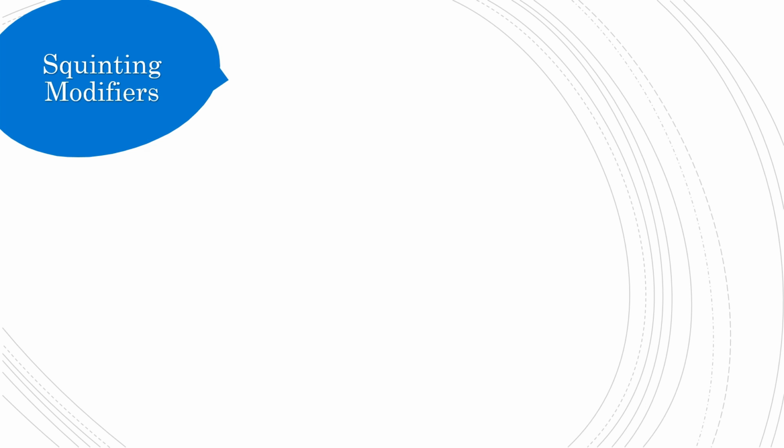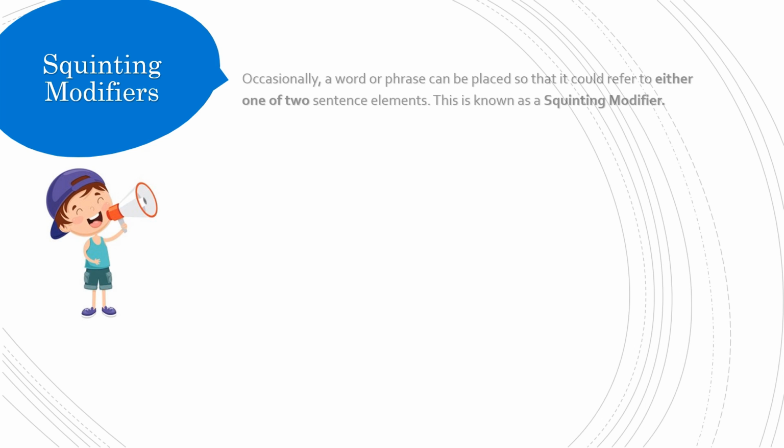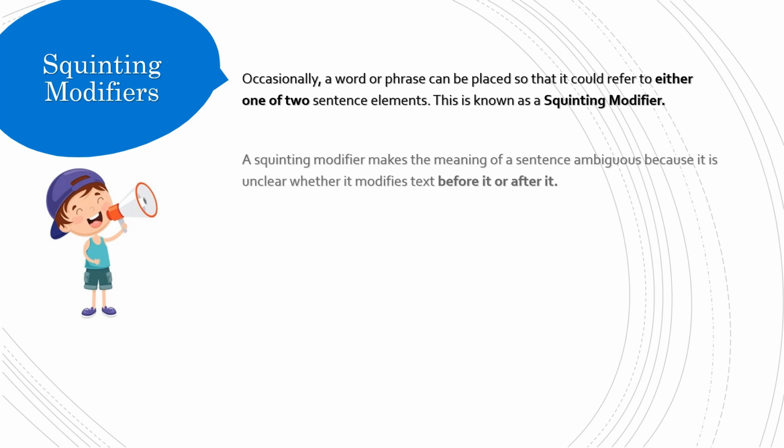Squinting modifiers. Occasionally, a word or phrase can be placed so that it could refer to either one of 2 sentence elements. This is known as a squinting modifier. A squinting modifier makes the meaning of a sentence ambiguous because it is unclear whether it modifies text before it or after it.